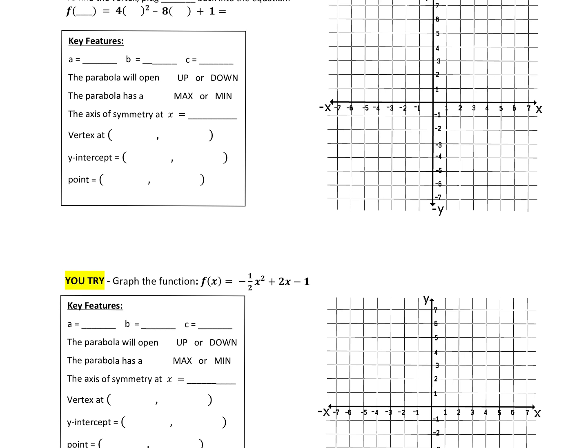So the vertex, right now, we know that the x-coordinate is 1. That's also the axis of symmetry. So if I come over to 1, I can snap a line right here. That is going to be your axis of symmetry, positive 1.